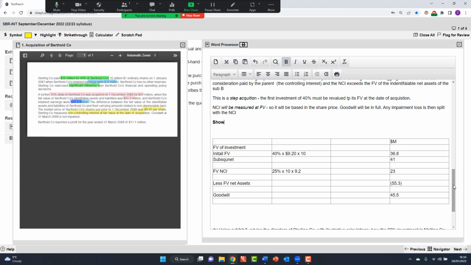I know there's a fair value adjustment, which I haven't highlighted, but trust me, this answer is done within the time allowed, a little bit manically. But if you can produce something like this, happy days. Happy, happy days. And now I want to talk to you a little bit more about resources.